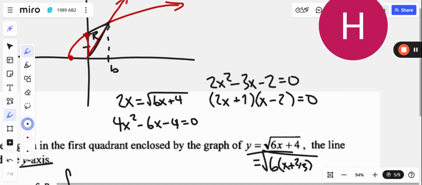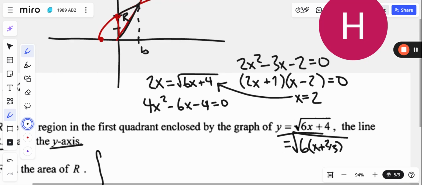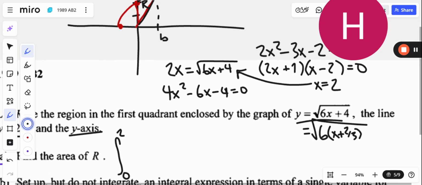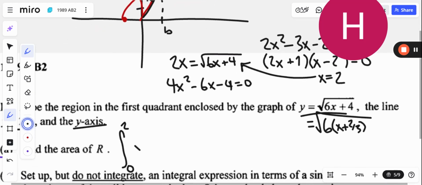Okay, so we would have some theoretical intersection. If this thing were to continue, we'd have intersection back here at negative 1/2, but otherwise we're going to be looking at x equals 2 as the true solution. And you can plug that back in to see that 2 works, negative 1/2 doesn't work. So this is our stopping point, and we're going to integrate top function minus bottom function. On top is the square root. So in fact, I'm going to write this as 6x plus 4 to the 1/2 power minus 2x.